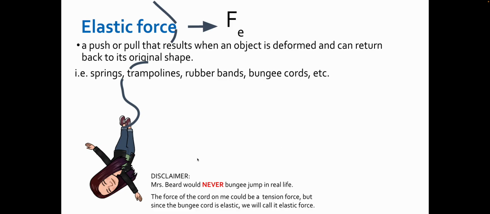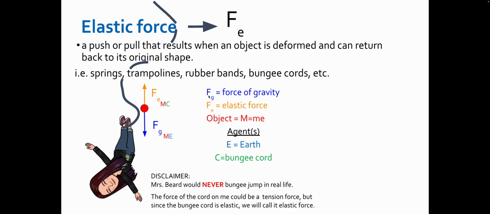Okay, so we're going to draw a force diagram of me jumping with a bungee cord. We're going to pretend that the bungee cord is stretched. So there's a force of gravity on me by the earth, and there's an elastic force on me by the cord. The object is me. And who's pushing and pulling on me? The earth is pulling me down and the bungee cord is pulling me up.